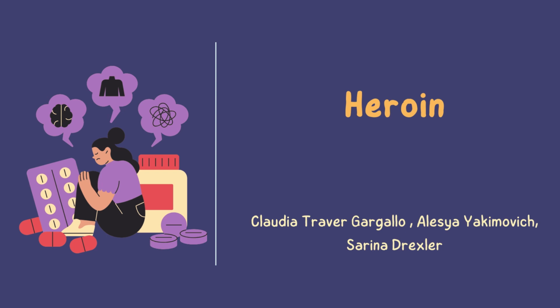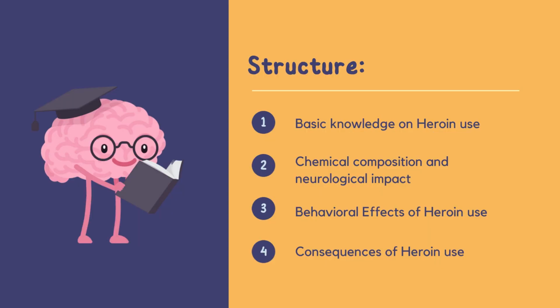So we are going to present to you the drug heroin. First of all, I'm going to show you our structure. We will start with the basic knowledge of heroin use and then head on to the chemical composition and the neurological impact. We also give you information about the behavioral effects and, to finish, about the consequences of heroin use.